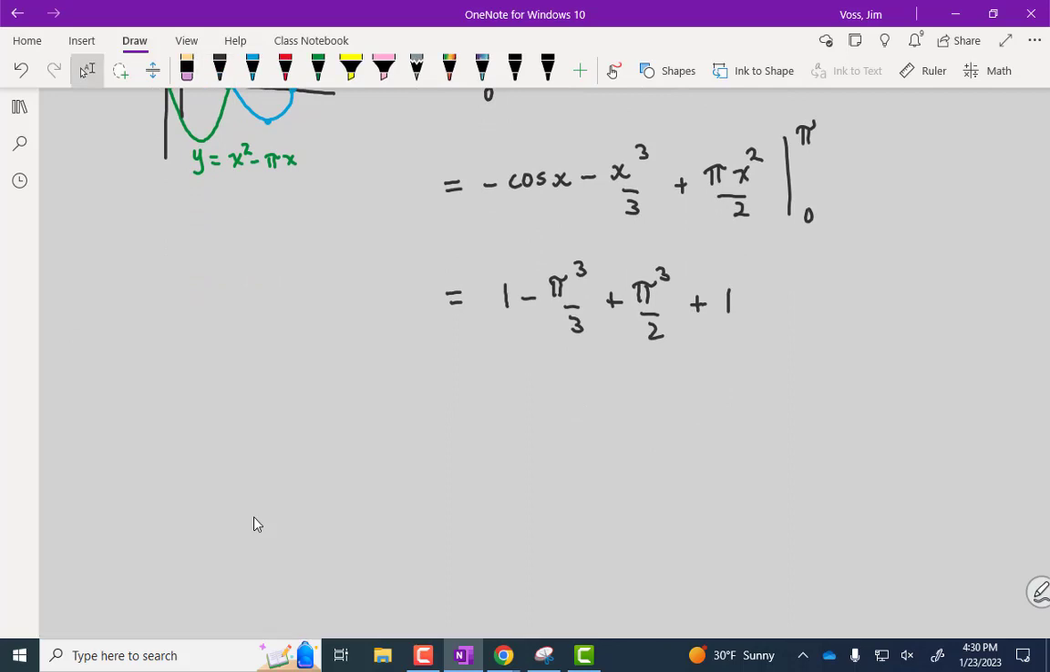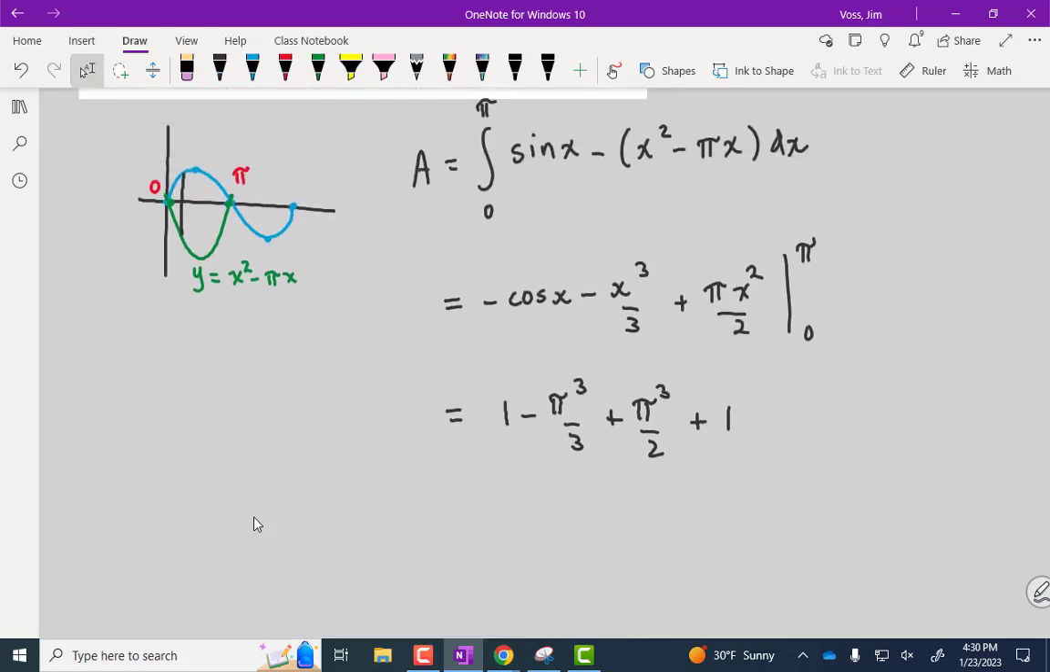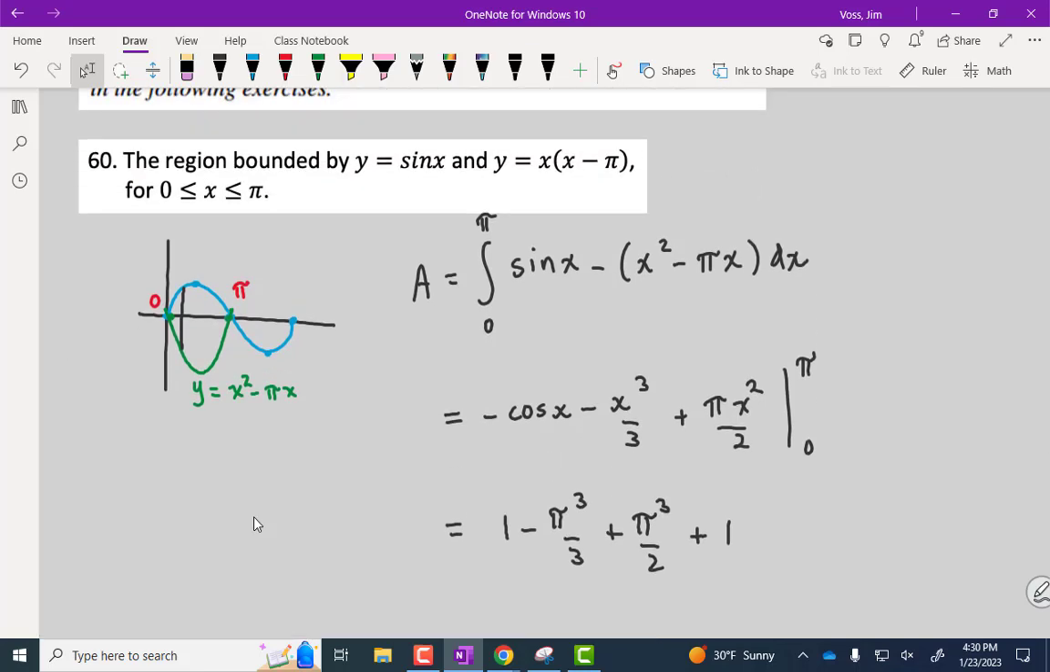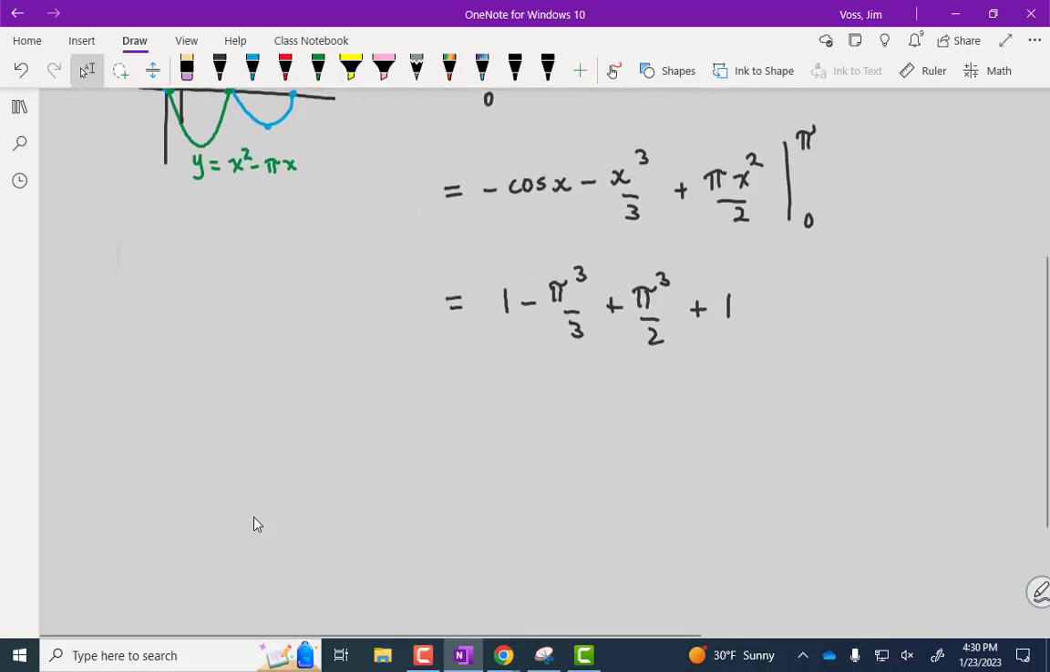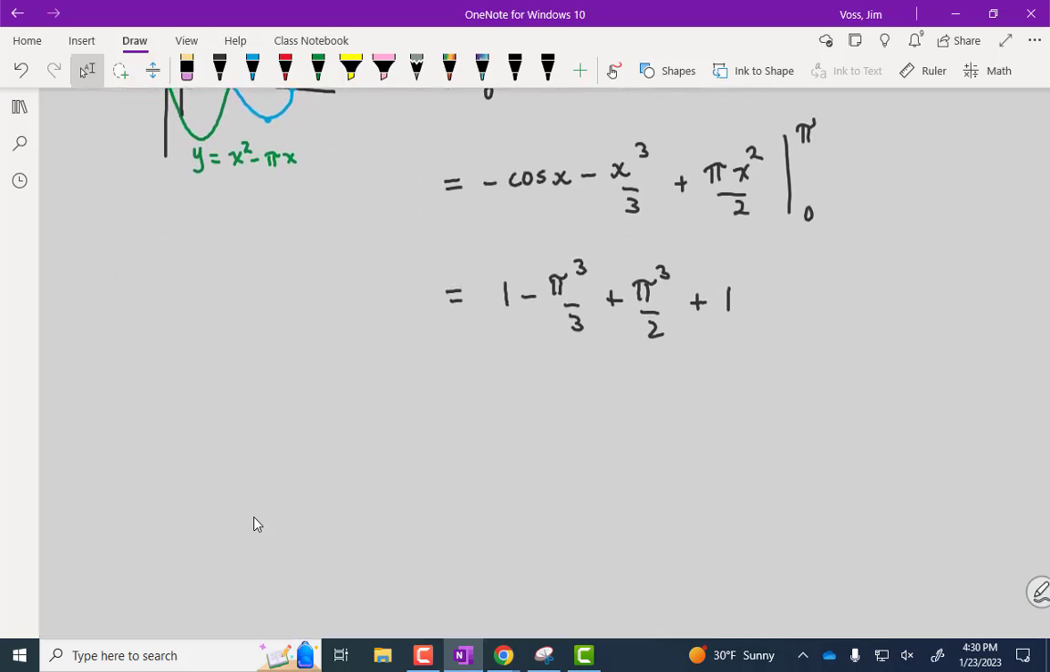Wait, how did you get the integration limits in this one? The limits of integration are given to us. Oh, okay. So they tell us that we're going to go between 0 and pi. Yeah, they do. Math is a visual activity.